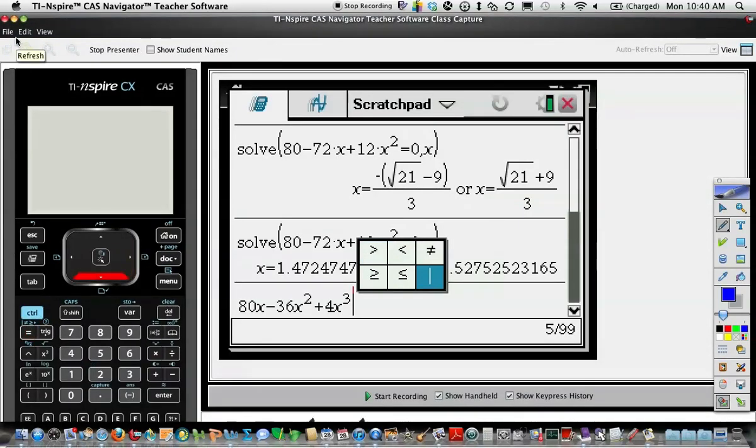Okay, somebody's a presenter here. So just type that in. The vertical bar is right next to the trig menu there. You have to hit control. And then you want x equals.